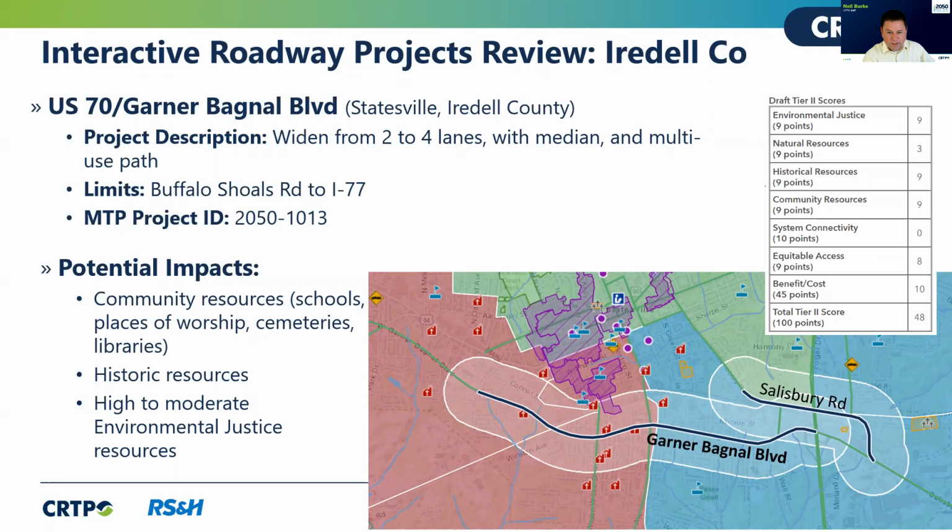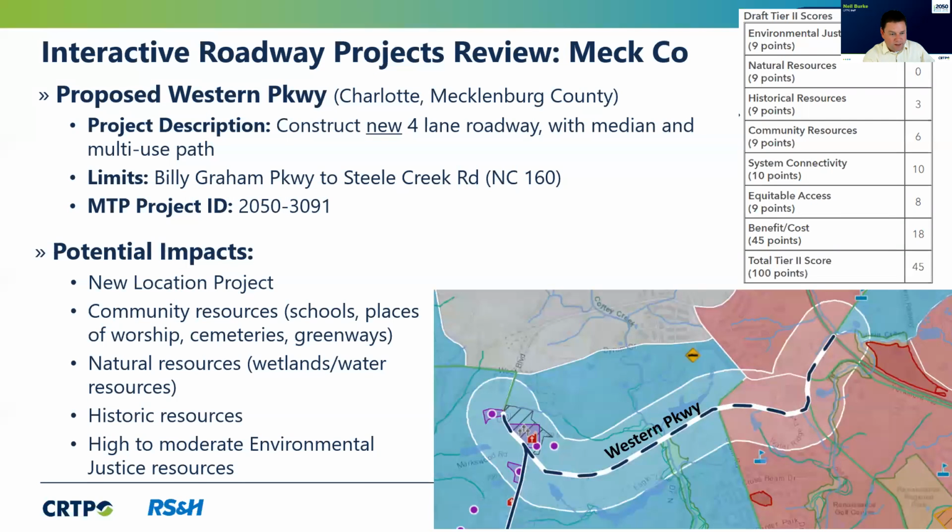Okay, moving into the second example. Brian, can you advance the slide? Thank you. So this is a little bit of a different project from what we were looking at before, in that the alignment doesn't currently exist, or at least most of it doesn't. This is the proposed Western Parkway on the west side of the city of Charlotte, and it's a road on new location. So it's a road that doesn't exist today, but it's a proposed roadway connection.